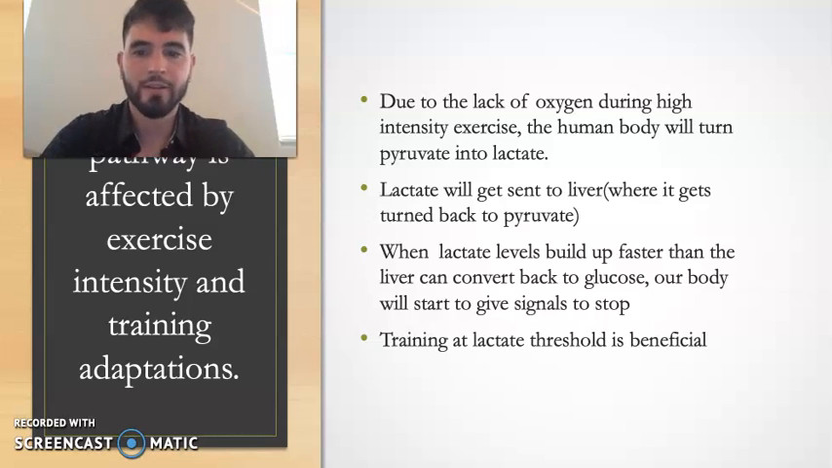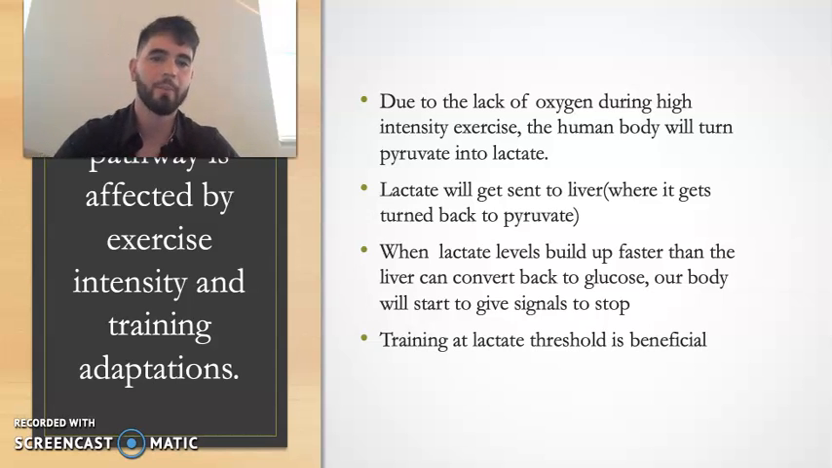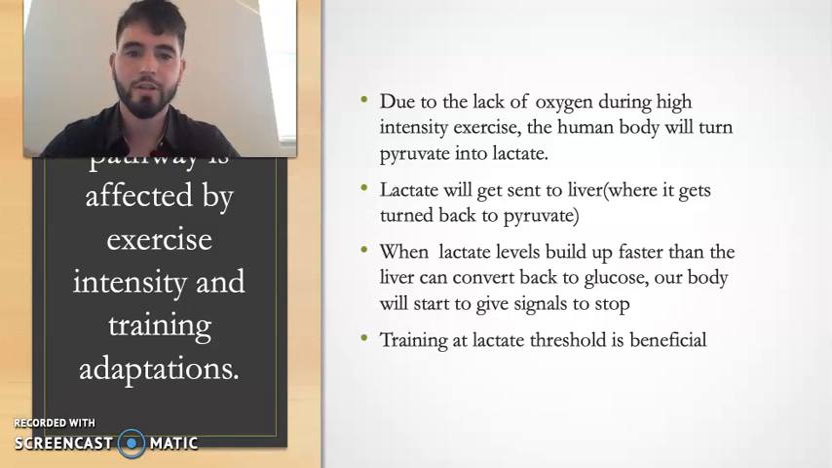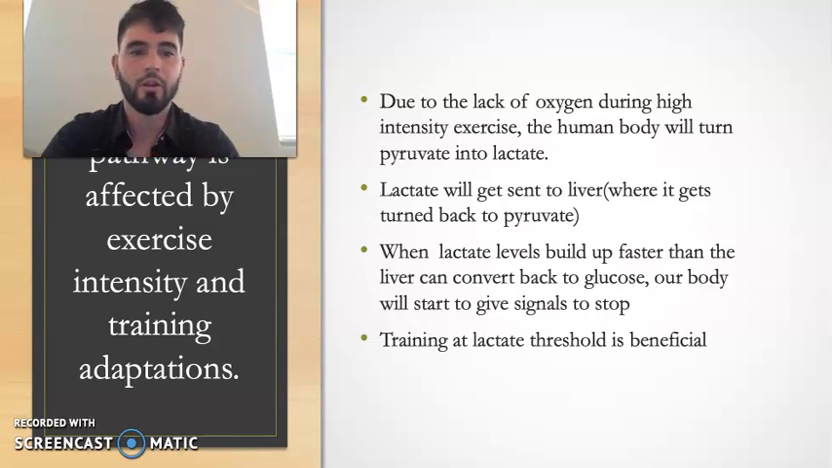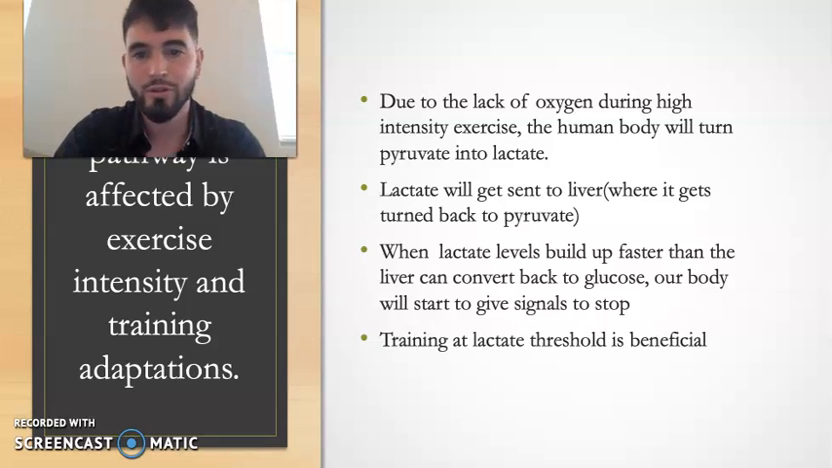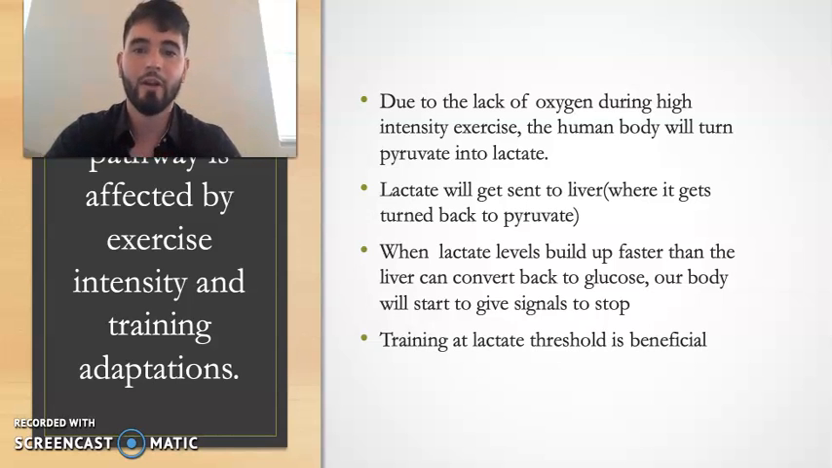How is the pathway affected by exercise intensity and training adaptations? Basically, as we went over in the previous picture, there's a lack of oxygen because of the high intensity exercise, so the body can't turn the pyruvate into acetyl-CoA, and it turns into lactate. Think about a 10-meter sprint or a 100-meter sprint, or chasing after a baby who just fell into a pool, something very quick. Our bodies lack oxygen in that time frame, and then our pyruvates turn into lactate.